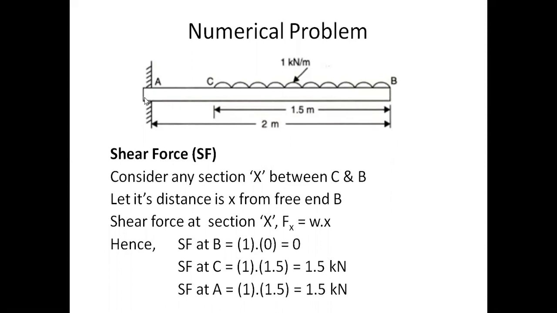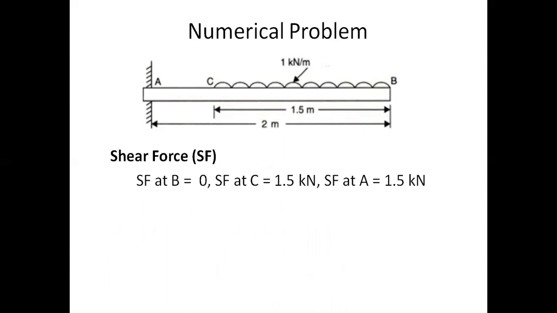Now, if you want to find out the shear force at A, if you observe the right section, only one load is there, that is the UDL. Whatever the shear force here, the same shear force will continue up to A, because there is no load between A and C. Whatever the shear force at C will be equivalent to the shear force at A, because it's a constant shear force between A and C. Therefore, the shear force at A is equal to 1.5 kilonewtons.